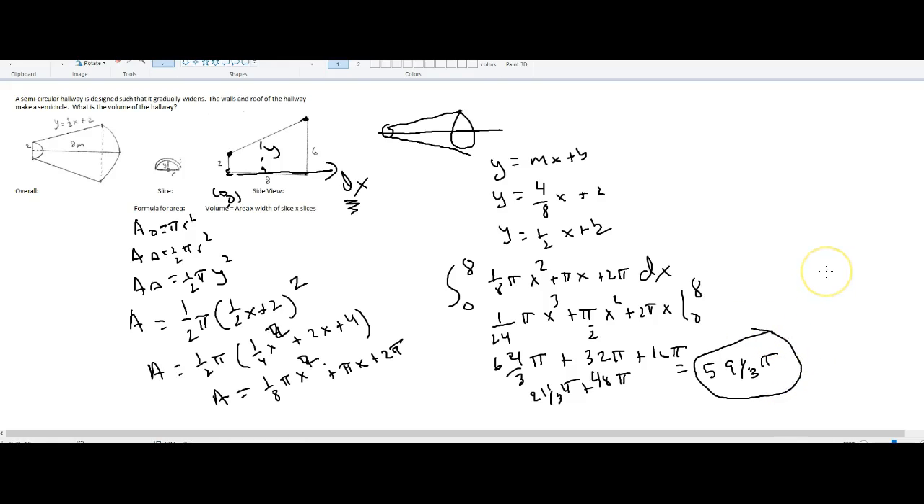And so that would be my area, my volume of this hall if I wanted to fill it with balloons or some sort of nonsense, which makes no sense at all. All right, so taking a look at it, that's how we do the problems. All right, let's take a look at the next problem.